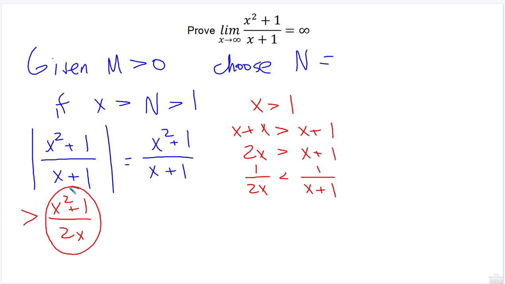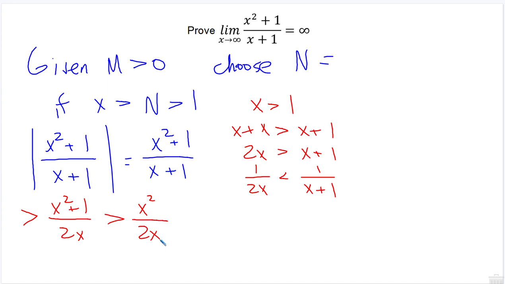This thing here ought to be also greater than something with a smaller denominator, right? Larger numerator means larger fraction. If the denominators are the same, larger numerator, larger fraction. x squared plus 1 is larger than x squared. So this must be greater than x squared over 2x.